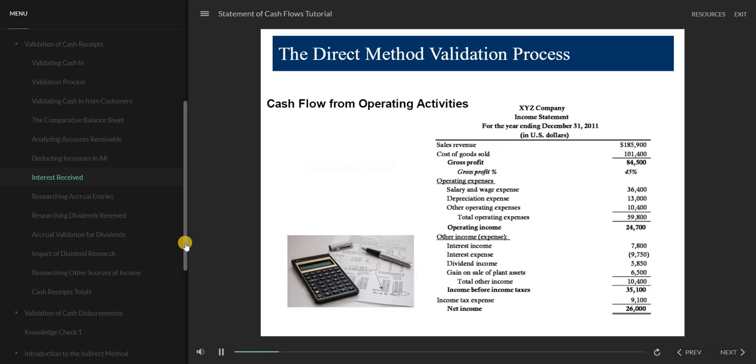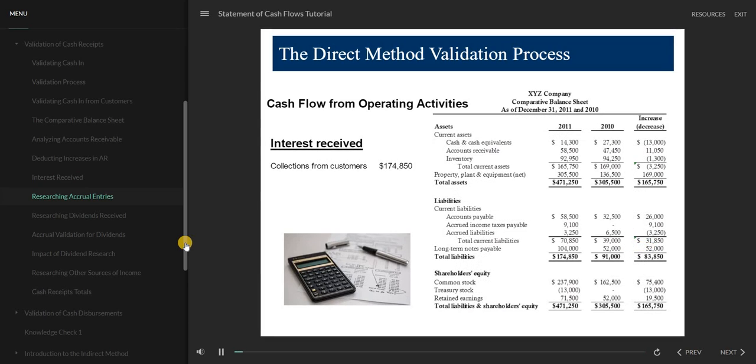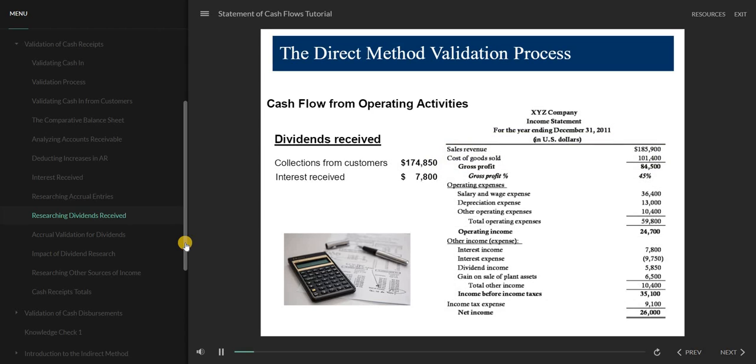Next, we'll look at interest received. As we look at our income statement, we notice that this interest was $7,800. The next question we must ask is, does all or part of this figure reflect accrual entries? To determine that, we must look at our balance sheet to see if any interest receivable exists. In reviewing the current assets section of our balance sheet, we can identify that in fact no such interest receivable exists.